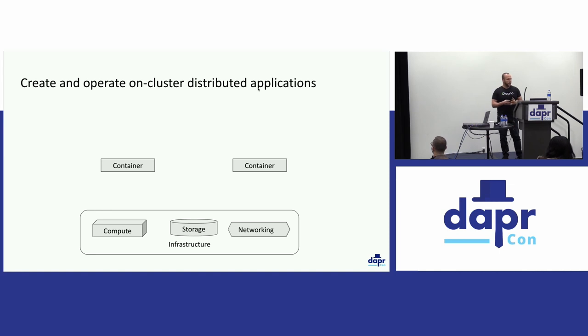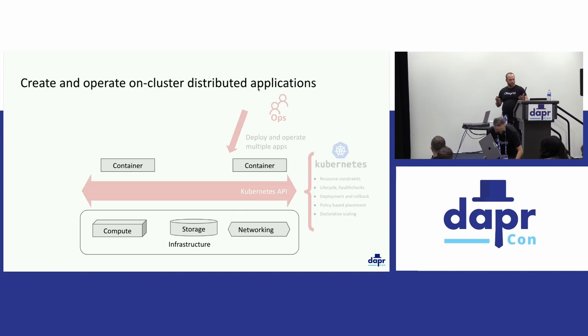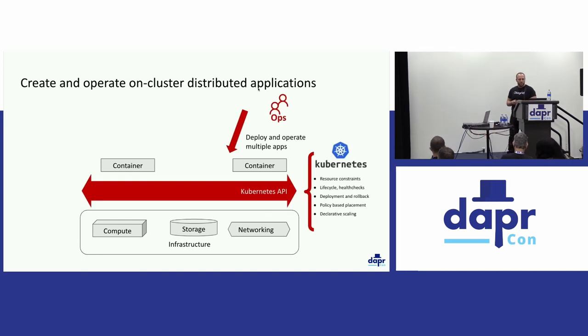So here I have a distributed application represented by the two containers. In reality, probably you have hundreds and thousands of those, and you have to run them on top of the infrastructure. And today, the most popular way to do that, at least at this conference, is Kubernetes and the Kubernetes API. And the Kubernetes API does that by using containers for resource isolation and resource constraints. It is using the pod abstraction with lifecycle guarantees. It's offering health checks that make sure your process is always up and running. There are automatic deployments, rollbacks, placements, and even auto-scaling. But all of these capabilities basically help ops people to deploy and operate large scale applications.